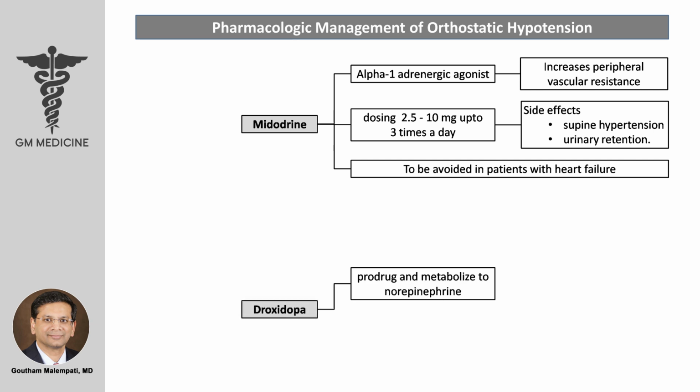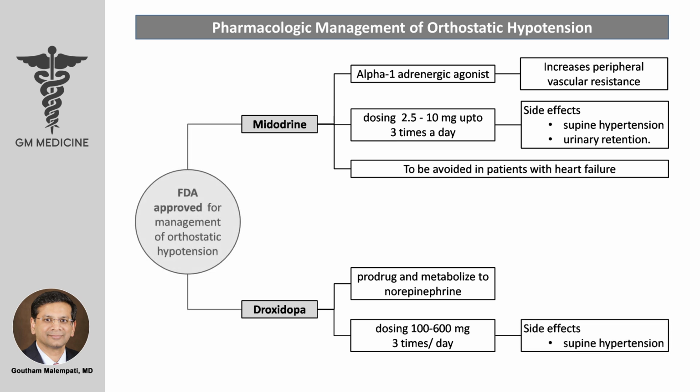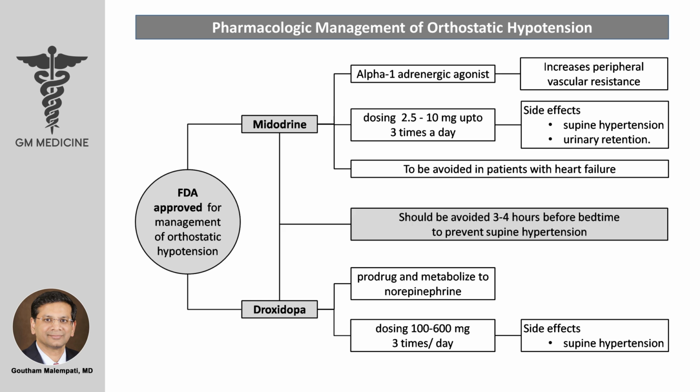Droxidopa, which is a prodrug metabolized to norepinephrine. Dosing is 100 to 600 milligrams 3 times a day. Side effects include supine hypertension. Both midodrine and droxidopa are FDA approved for management of orthostatic hypotension. Both of these medications should be avoided 3 to 4 hours before bedtime to prevent supine hypertension.